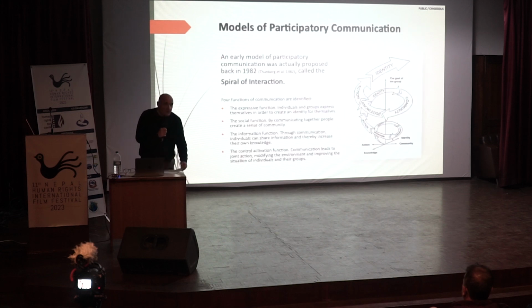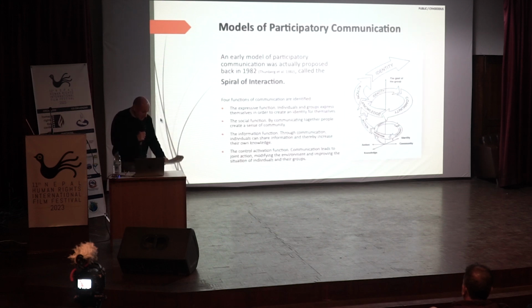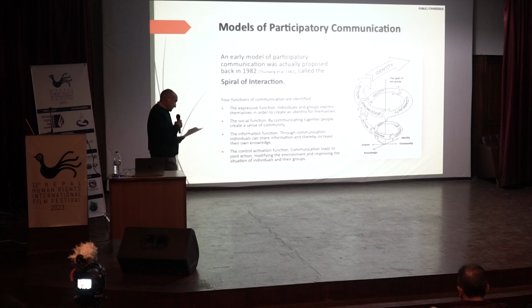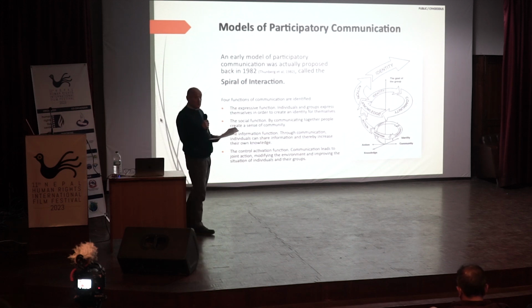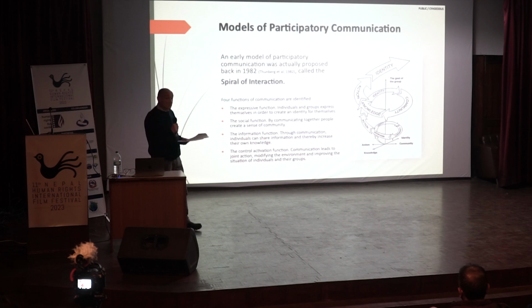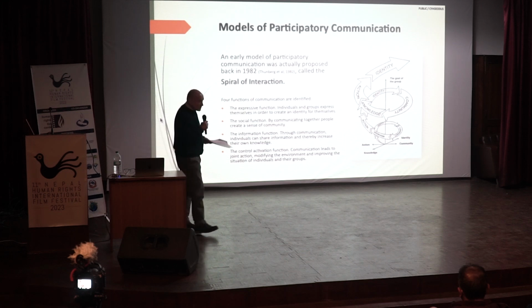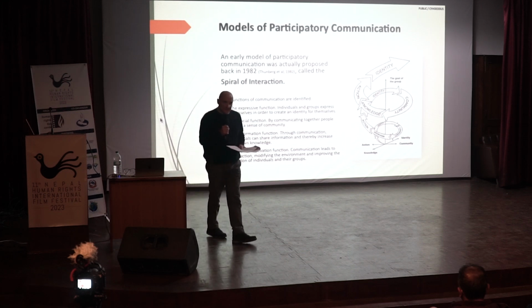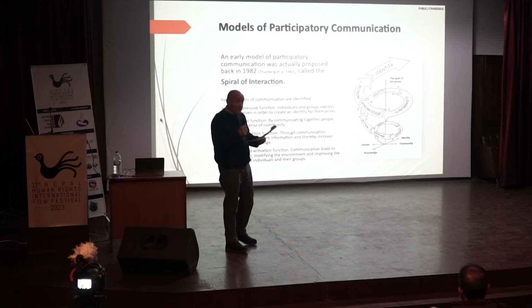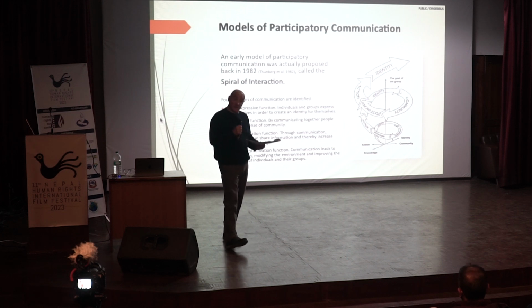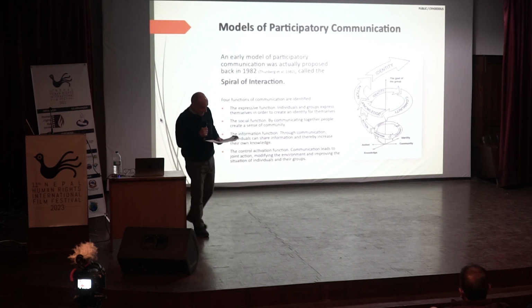An early model of participatory communication was proposed back in 1982 by a person called Thunberg. And it's called the spiral of interaction. And straight away you can see that model is quite different in concept to the other models of mass communication we looked at the start of this talk.